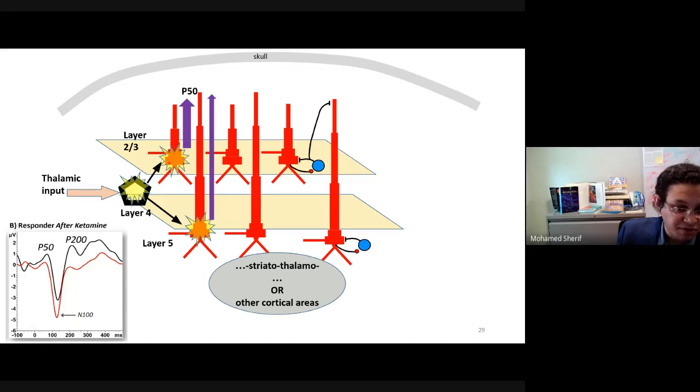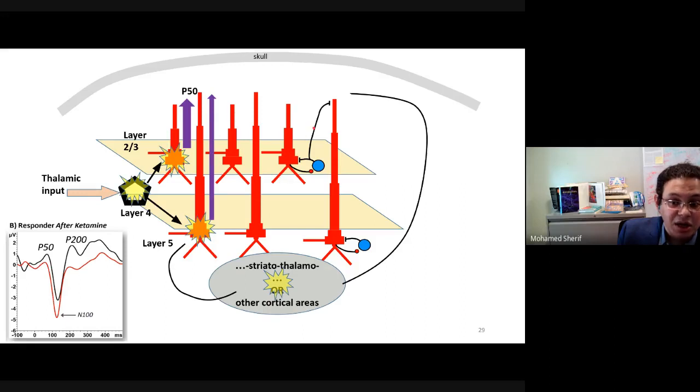After that, because of the firing, the spikes go either through the corticothalamic pathway or through other cortical regions, and you get spikes distally at the distal apical dendrites. This would generate an EPSP that then has a current that goes down the dendrites, and this is how you get the N100.